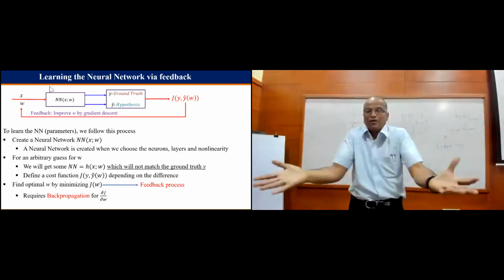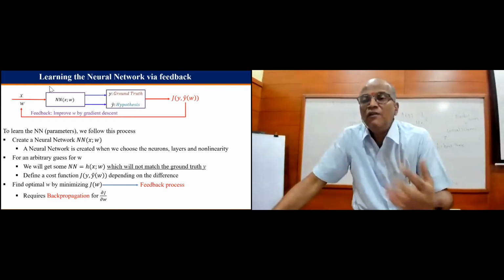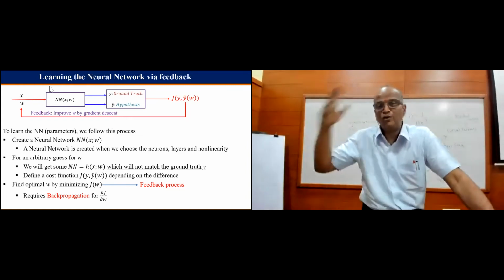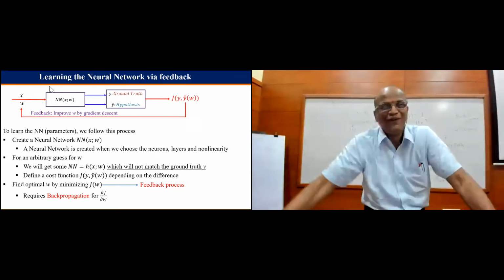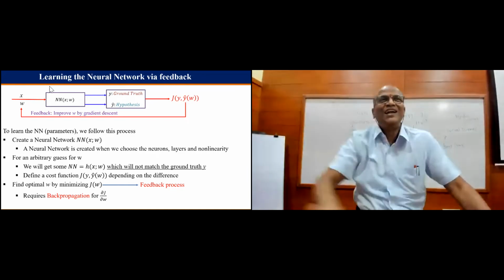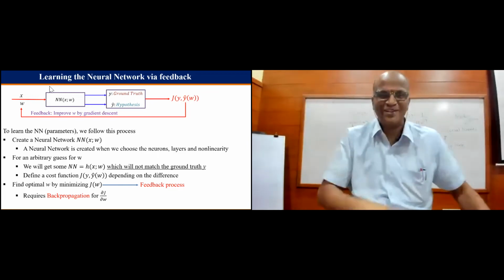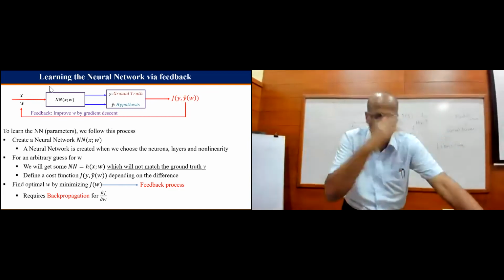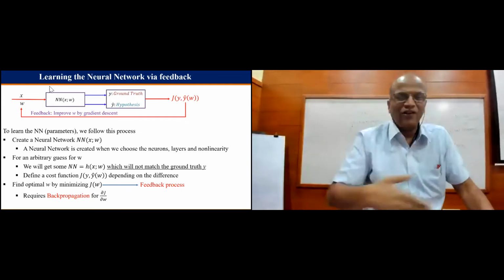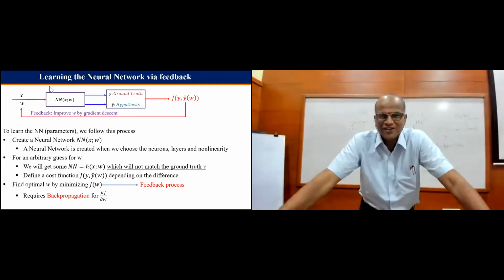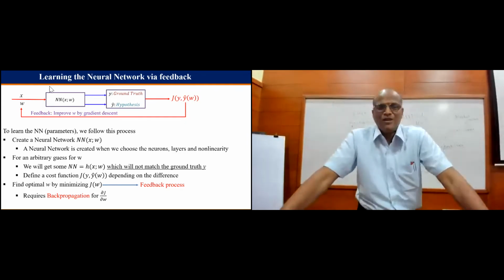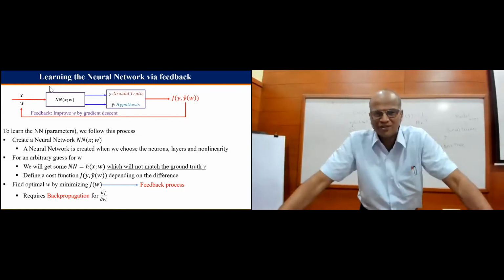Then we will get some output of the neural network, which anyway will not match the ground truth, unless you are a super duper Swamiji and in the first iteration itself you get all the weights right, which is highly unlikely. That means you have copied from somebody, right? Okay, I'm just kidding. Cool. So now you define a cost function depending on the difference. Find the optimal weight by minimizing J(W), which is the feedback process.